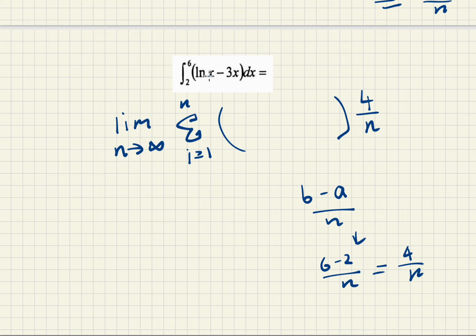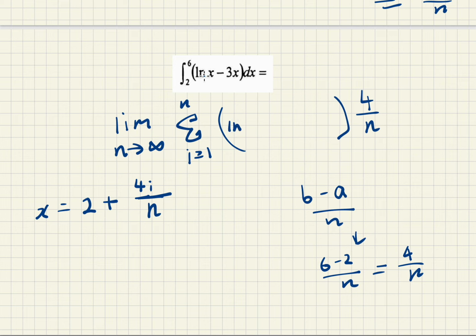Next step, finding the x value. Okay? X value. First we add or subtract a. Our a value is 2, so we add a to our term with i over n. What do we multiply by i over n? What is our constant? It's 4, because it's b minus a times i over n. b minus a is 4. So now we can replace x with 2 plus 4i over n.